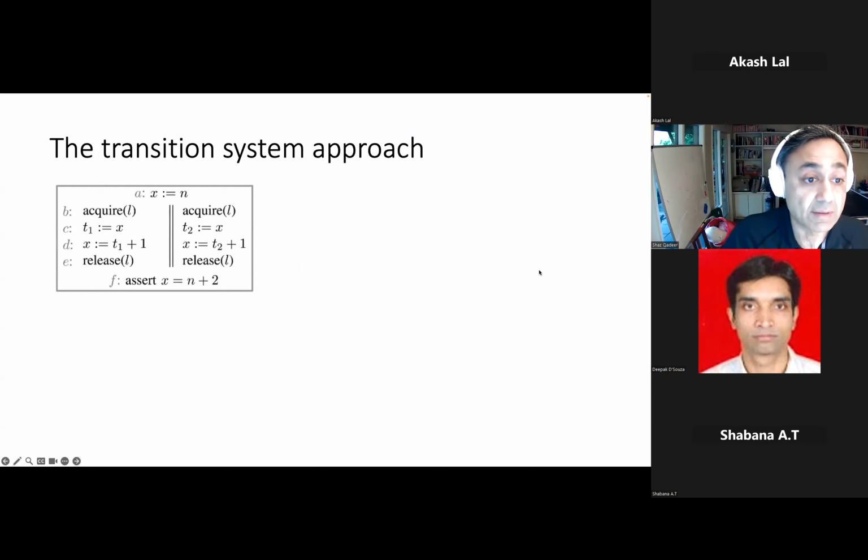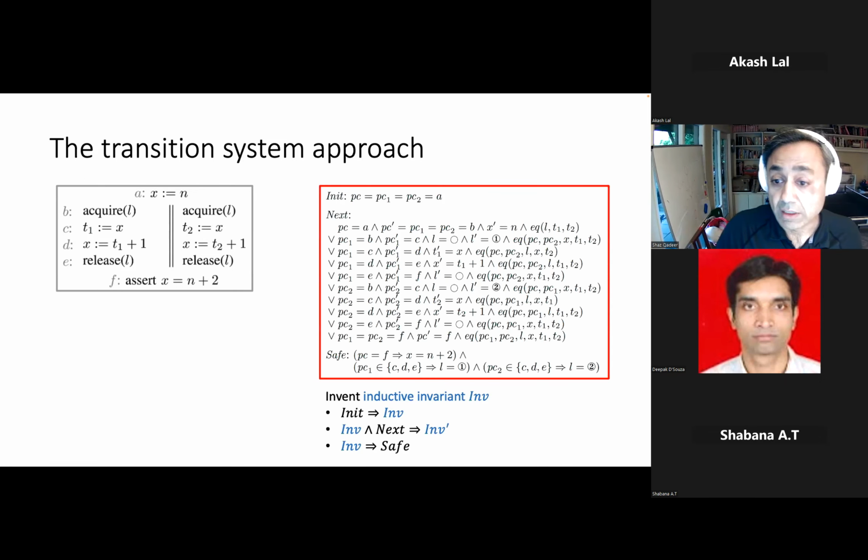So here's a very simple concurrent program. It has two threads. Before the threads are launched in parallel, a shared variable X is initialized to a constant N. The idea is that N is an arbitrary input to the program. Both threads are doing the same thing. They each acquire a lock. Within the critical section, they read the value of X into a local variable, increment the local variable, and update X to the new value. Then they release the lock. The goal is to prove an assertion at the end, when both threads are finished, that X is equal to N plus 2.